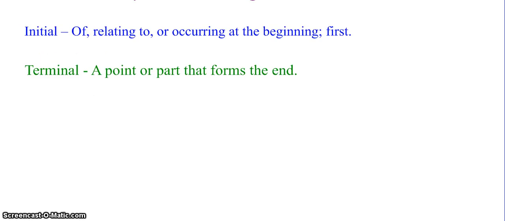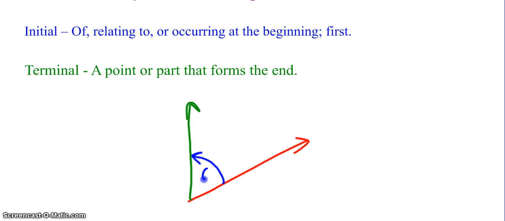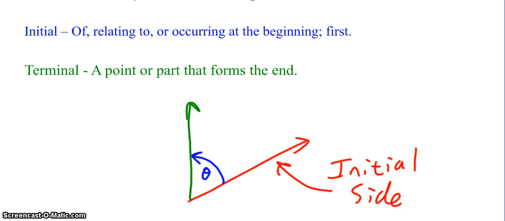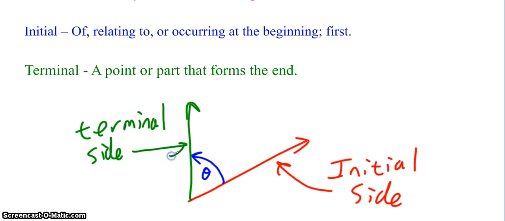These are going to be important when we talk about an angle, so let's draw an angle. If this is my angle theta, then this is my initial side, and this is my terminal side, and this point right here where they meet is what we call the vertex. We want to make sure we understand those phrases, especially initial and terminal side. Those are going to be used a lot throughout this.